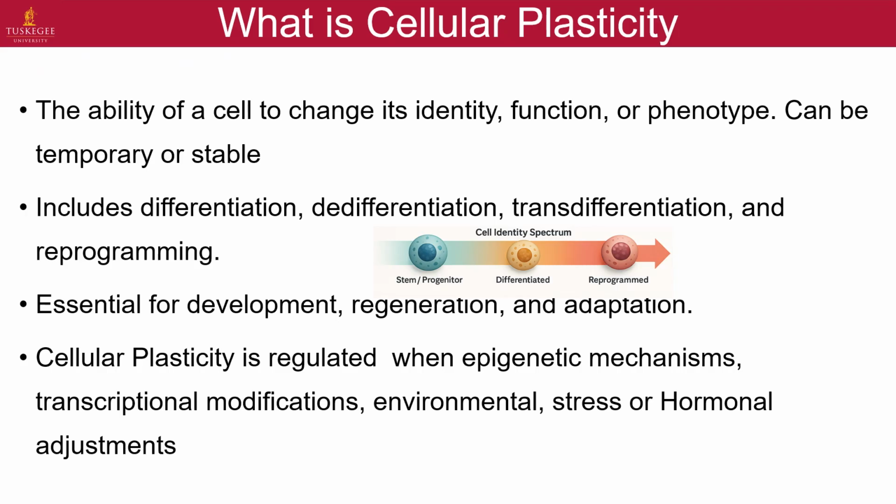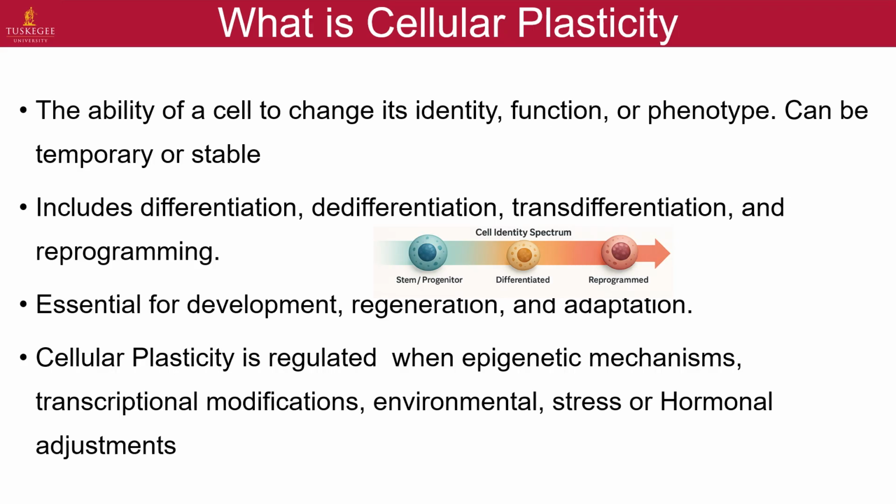So I'll start again by introducing what is cellular plasticity. Cellular plasticity is the ability of cells to change their identity, function, or phenotype given the different adjustable environmental conditions. Most of the time, cellular plasticity is temporary. That's to say it can be reversible, or it's stable, meaning it can be permanent. Cellular plasticity has different forms such as differentiation, de-differentiation, trans-differentiation, and reprogramming. And all these terms are going to be clearly defined in the subsequent slides.